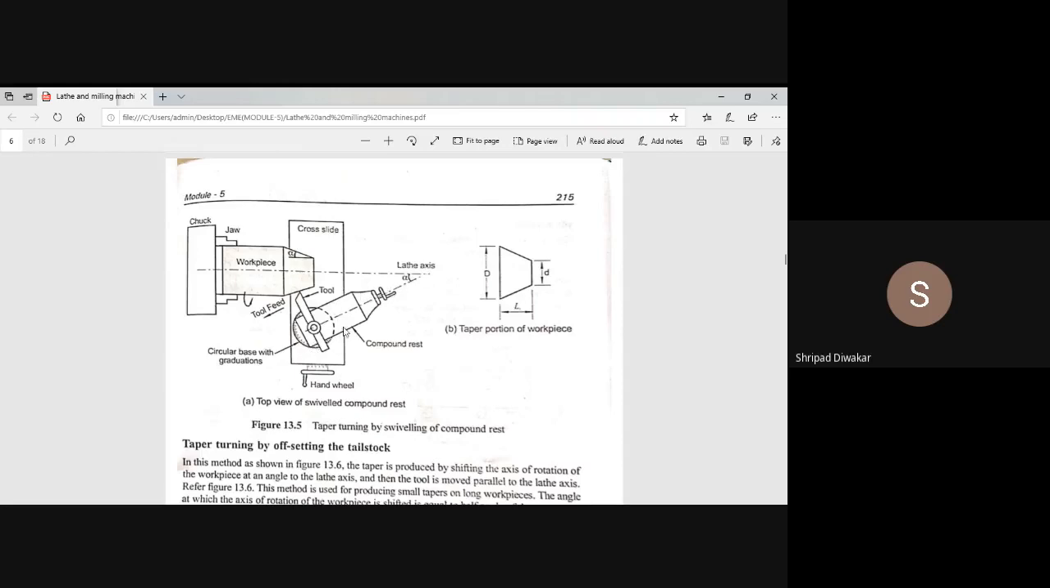Now the compound rest is rotated at the calculated angle, and it has graduations marked on it. Suppose the calculated angle is 20 degrees, and we are going to set that 20 degrees on the compound rest. Once we set it, the tool automatically moves at an angle of 20 degrees. So this is the important thing. This is the cutting tool which is fixed on the tool post, and it is on the compound rest only. We are going to tilt the compound rest at the calculated angle. We have the hand wheel at the end, and by using the hand wheel, we can do the movement.